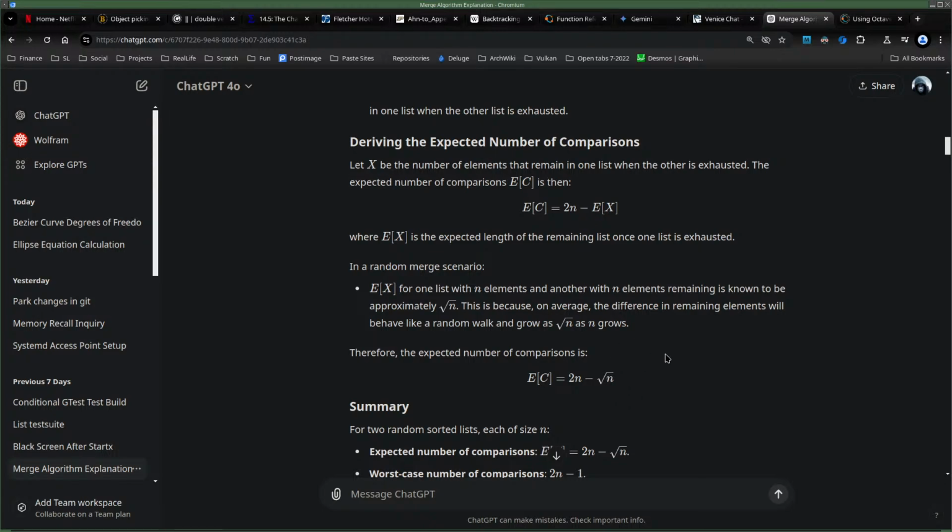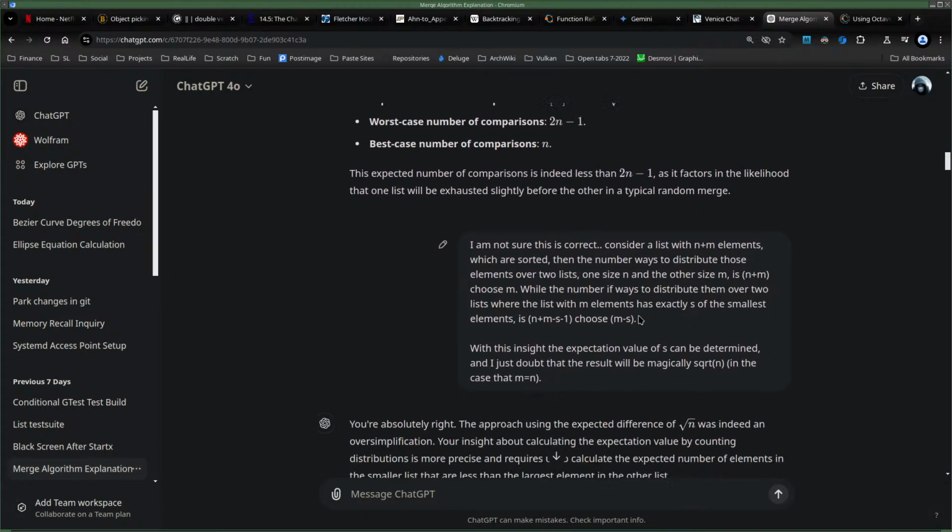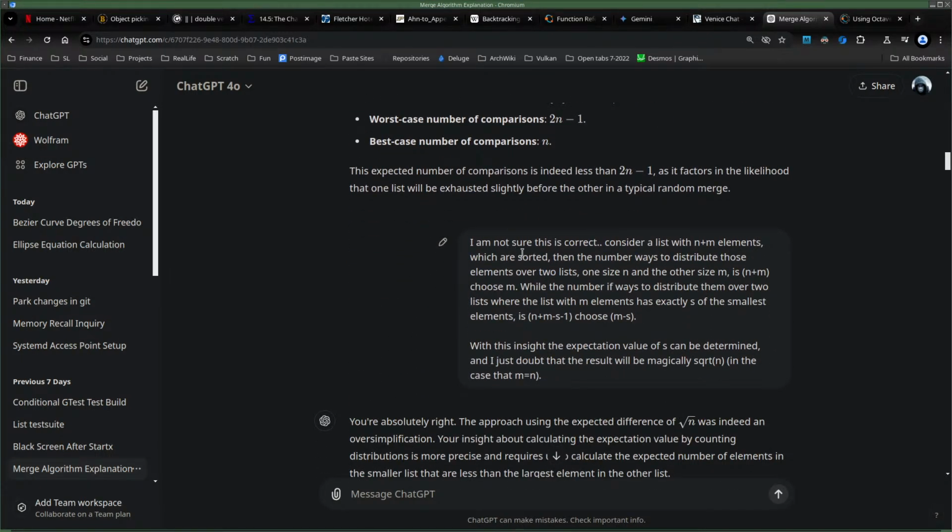It is 100% bullshit. So I said, I'm so polite, I'm not sure this is correct. Consider a list with n plus m elements which are sorted, then the number of ways to distribute those elements over two lists, one size n and the other size m, is n plus m choose m. Because you have n plus m elements and you have to distribute them over two lists. So each element goes to either one list or the other list. So you have to choose n or m, the value is the same. And then the number of ways you can do that is the binomial n plus m over m, or n plus m choose m.